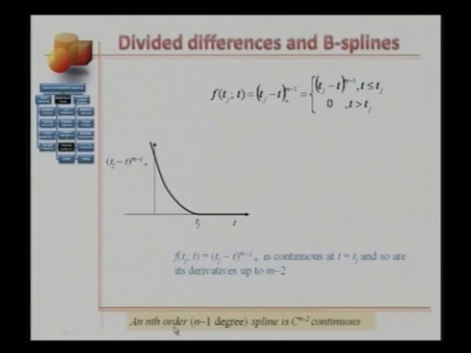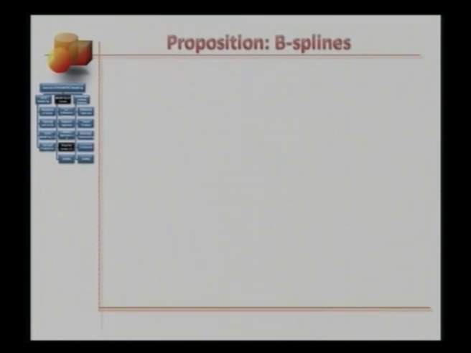Recall the definition of a spline curve. An mth order, which is an m minus 1th degree curve, is a spline if the curve is C to the m minus 2 continuous everywhere in the domain. By this observation, the truncated power function is a spline, and it is a spline of order m. We had also made a proposition with regard to B-spline basis functions. Let's revisit that again.